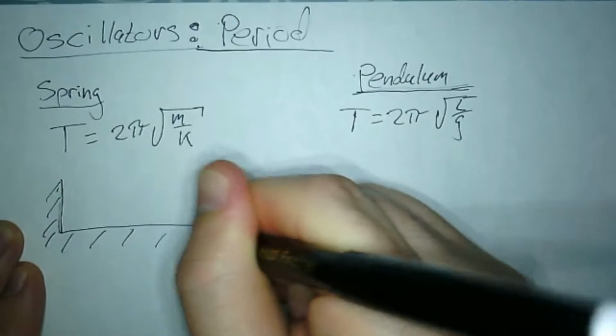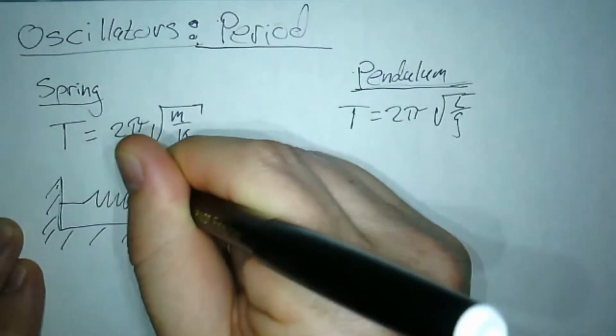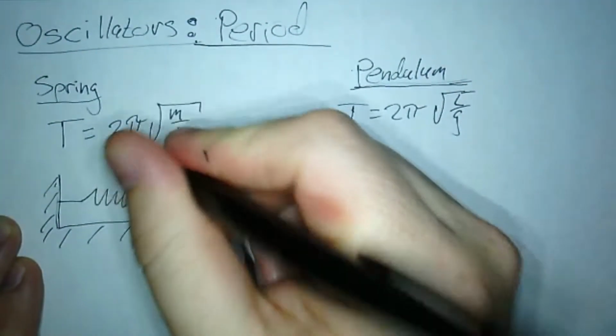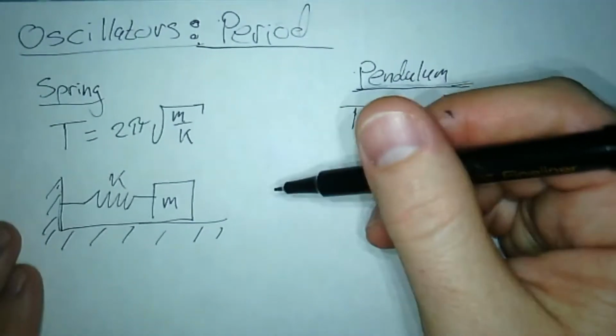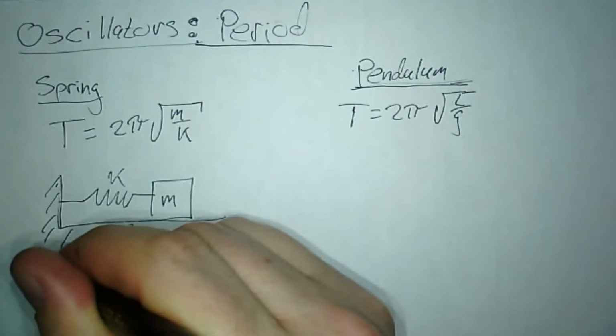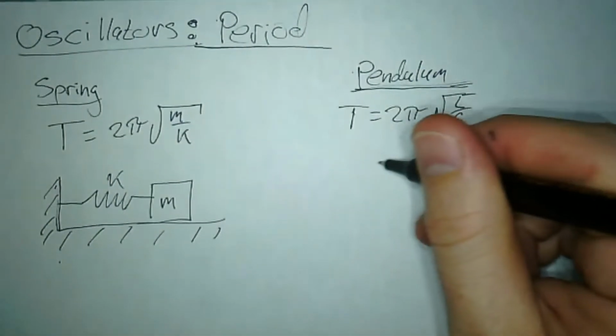So if we take our basic block on a spring idea, say that this has a mass m and a constant k, that's going to be the period. So there are no other factors that affect the period. And I guess let's draw this for the pendulum too.